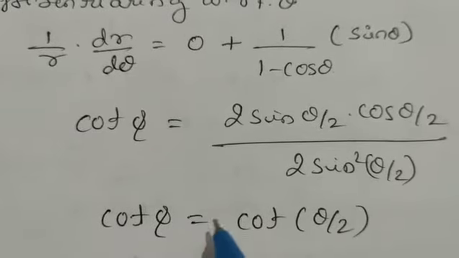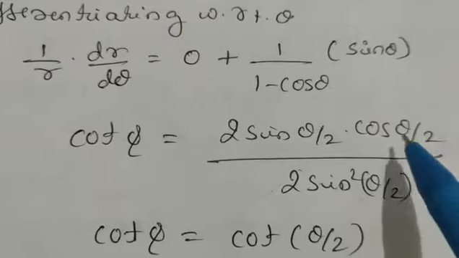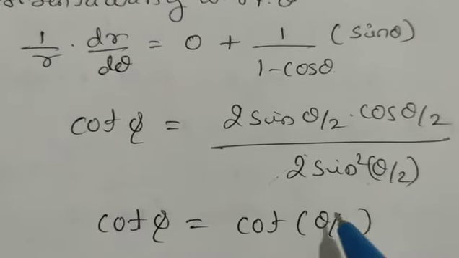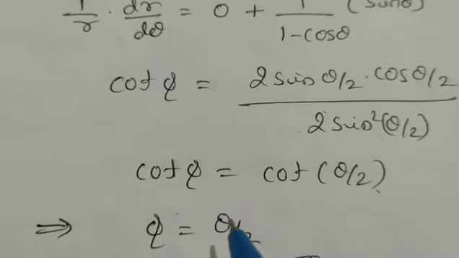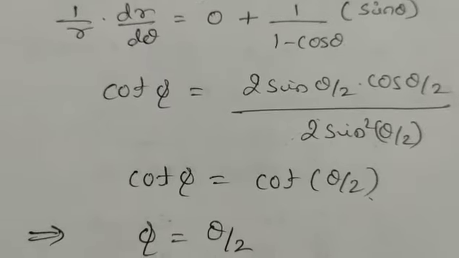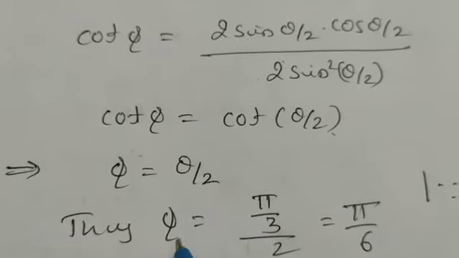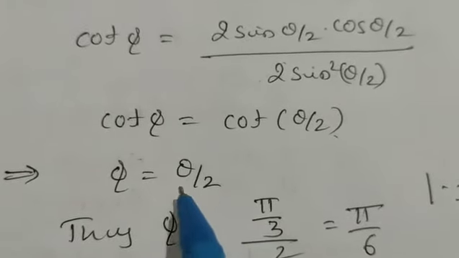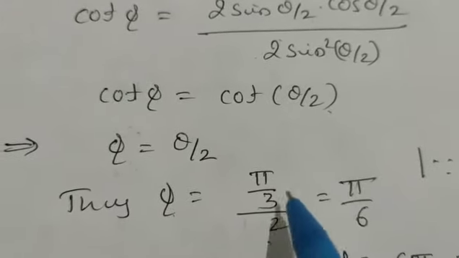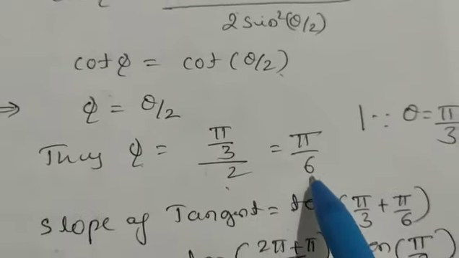And this is cot phi equal to, 2 gets cancelled, sin theta by 2 also gets cancelled, only cos theta by 2 divided by sin theta by 2 remains. It is equal to cot theta by 2. So from this we can say phi is equal to theta by 2, and thus you just substitute phi equals theta by 2. The value of theta is pi by 3 divided by 2, and if you take the reciprocal of this, that is pi by 3 into 1 by 2, it is pi by 6.